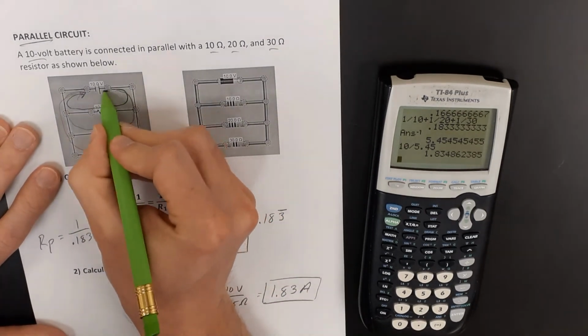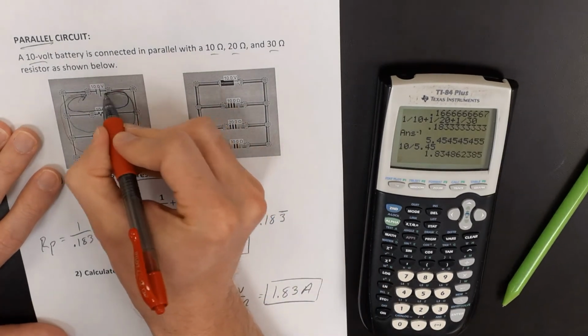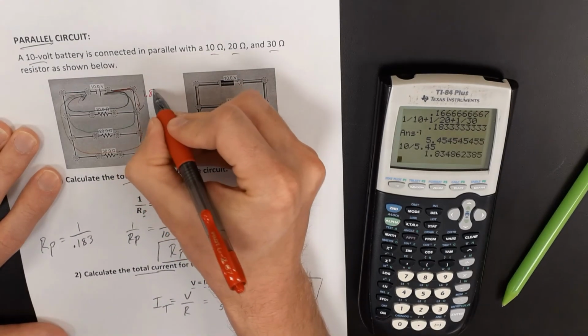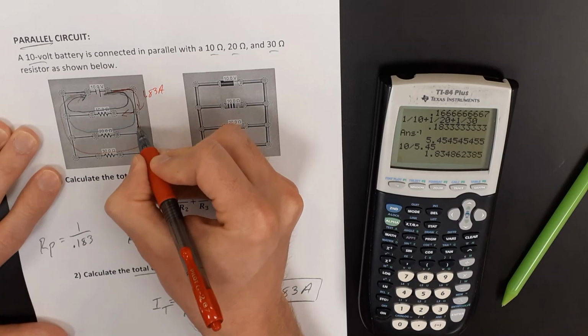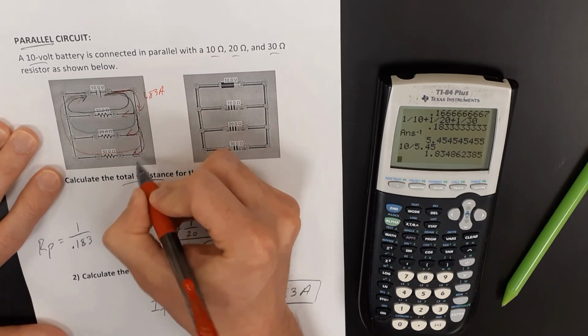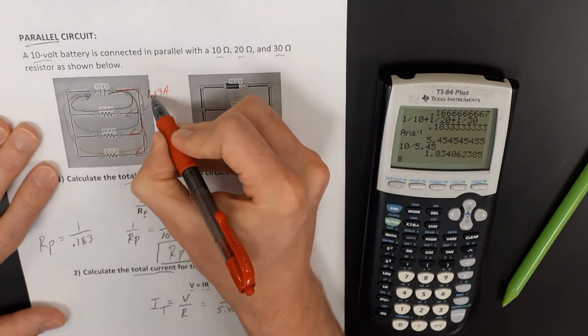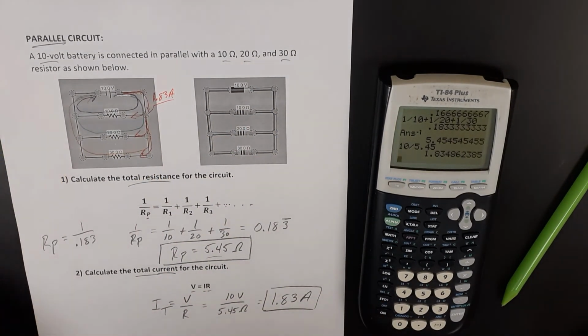But that is the total current. That's how much is coming out of this battery itself and reaching this point before some of that current goes to the first resistor, some goes to the second, and some goes to the third. But the total coming out of the battery is what we just solved for.